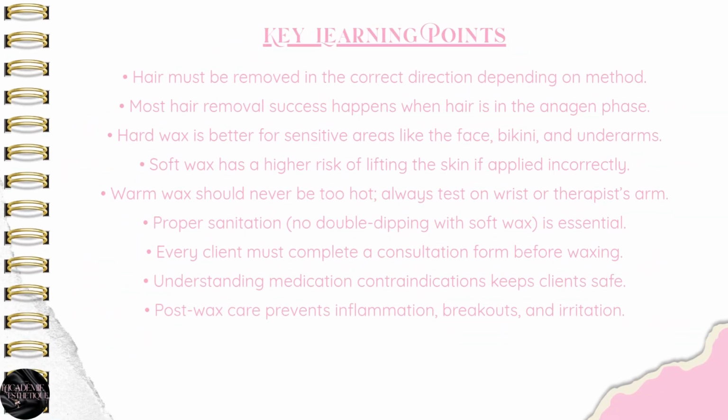Key learning points: hair must be removed in the correct direction depending on the method. Most hair removal success happens when hair is in the anagen phase. Hard wax is better for sensitive areas like the face, bikini, and underarms. Soft wax has a higher risk of lifting the skin if applied incorrectly. Warm wax should never be too hot. Always test on the wrist.